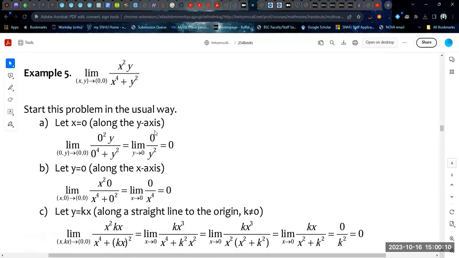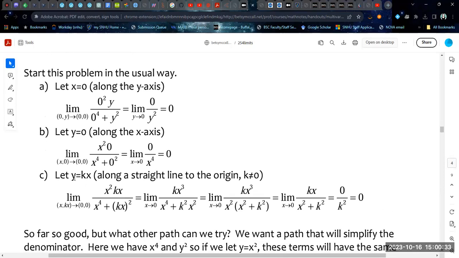Now, if we look at one more example, again, sort of the polynomial, sort of the rational function example, we can also start this problem similarly to the previous example that we were looking at. We set x equal to 0, we got 0. We set y equal to 0, we also got 0. If we try y equals kx, that proved the limit didn't exist in the previous example, we also get 0.